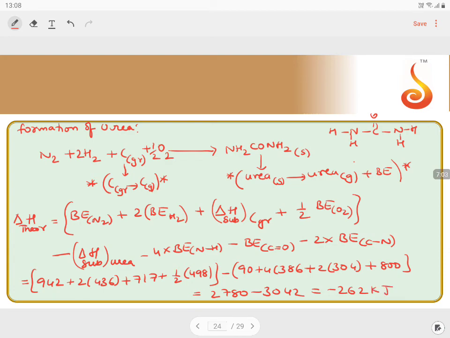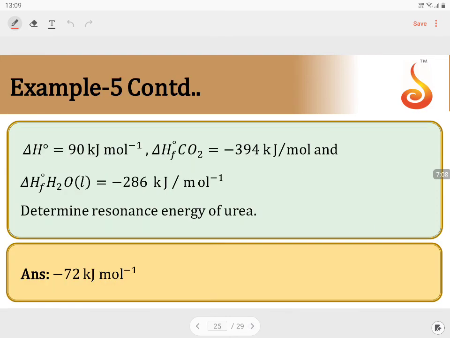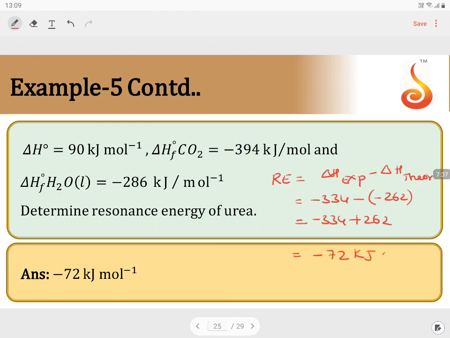Now, for the enthalpy of formation, we have the resonance energy equal to experimental minus theoretical. Experimental, how much have we got? Minus 334. Theoretical, how much did we get? Minus 262. So this is minus 334 plus 262, which is equal to minus 72 kilojoules. So the answer is minus 72 kilojoules.